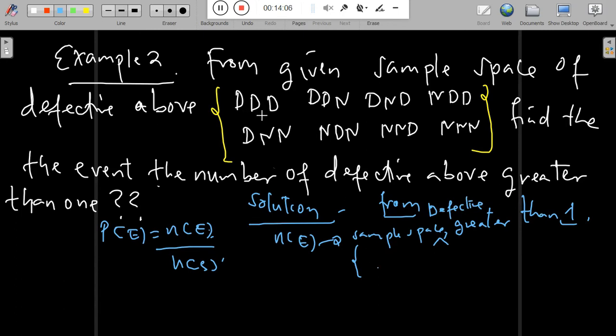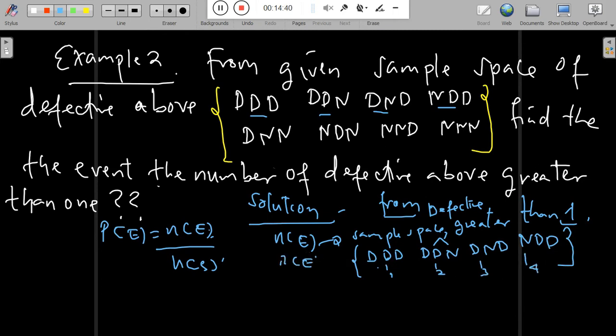So the number of defectives is greater than 1. This means we take DDD, then DDN, then DND, together with NDD. But other values like DNN and NDN will not be considered because they do not have more than 1 defective. So the events are DDD, DDN, DND, and NDD, as you can observe. The total number of events is equal to 4.